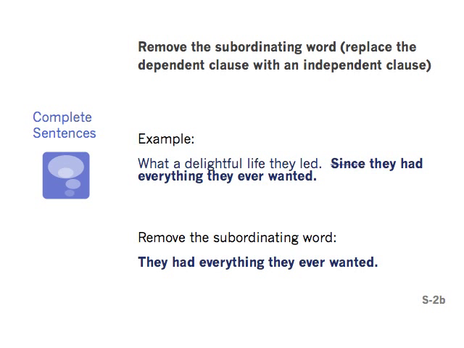When you find a fragment in the form of a dependent clause, perhaps the easiest way to repair the fragment is to remove the subordinating word that makes the sentence a fragment. Take a look at this example. What a delightful life they led, since they had everything they ever wanted. The error appears in the second sentence, which begins with the subordinating word since. If we remove the word, the sentence is no longer a dependent clause or a fragment. It's now a complete thought. They had everything they ever wanted.